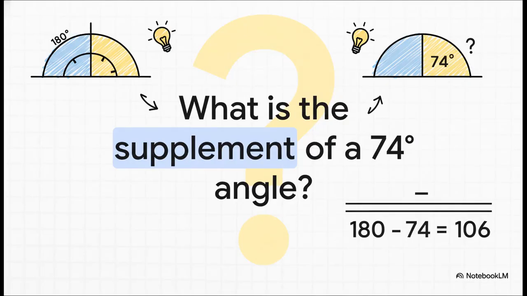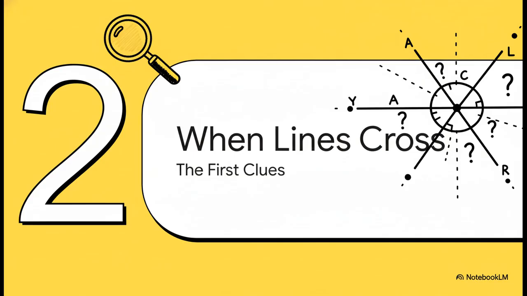All right, pop quiz. Let's test those new skills. What is the supplement of a 74-degree angle? Go ahead, hit pause if you need a second to think about it. You got it? So, since we know supplementary means they add up to 180, all we have to do is take 180 and subtract 74, which gives us 106 degrees. Just like that. Okay, playbook mastered.